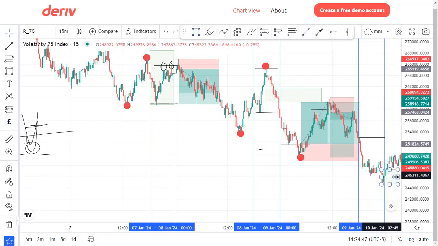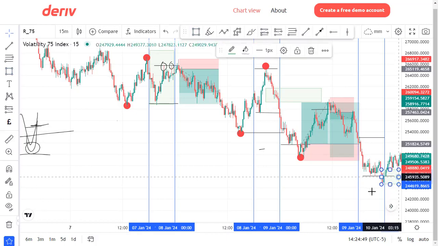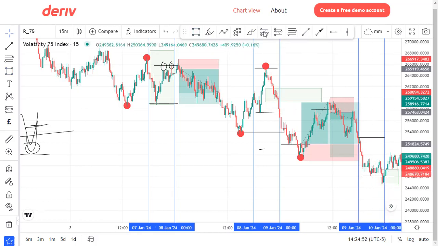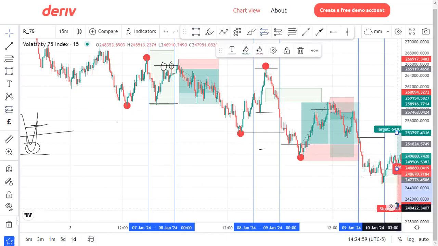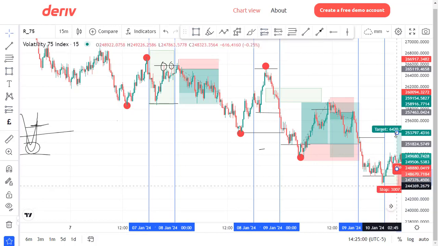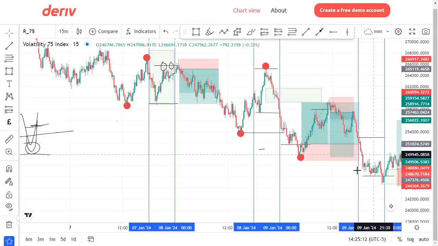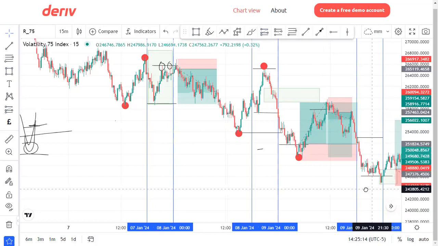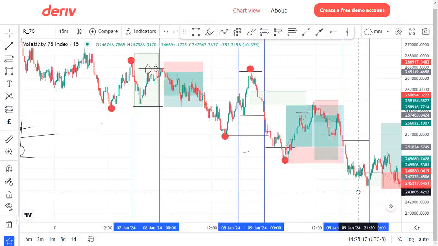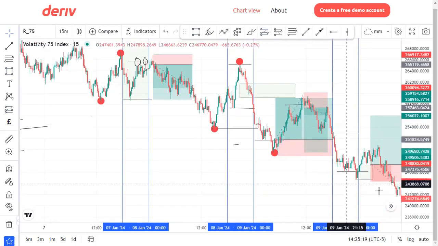So wait for the market to come to this order block. Then we buy. Then what are we targeting? You will target the high, the session high, or you target this opposite order block. But usually I target this session high. So you let the market move. This is a first losing trade.